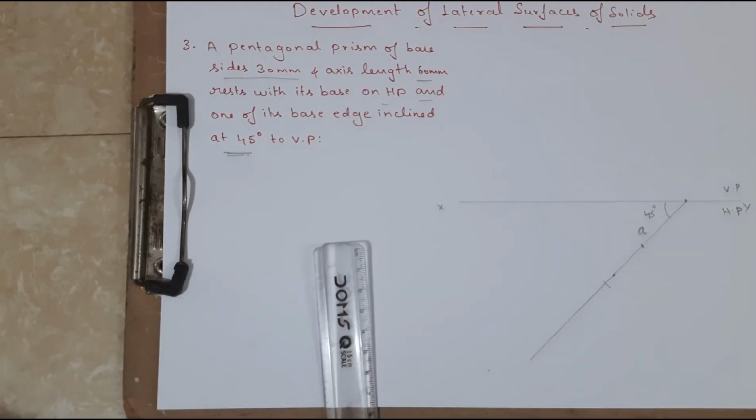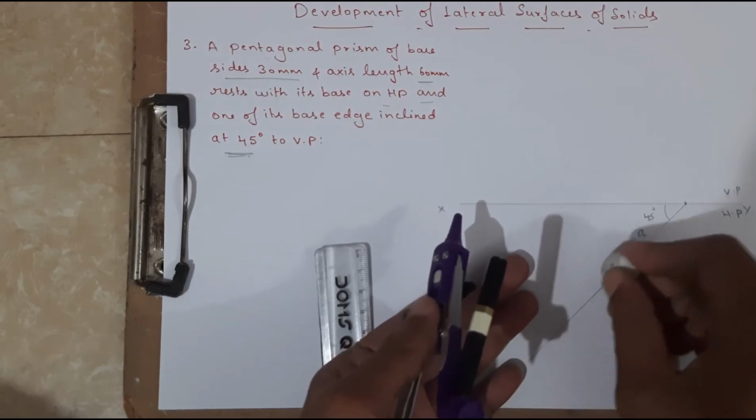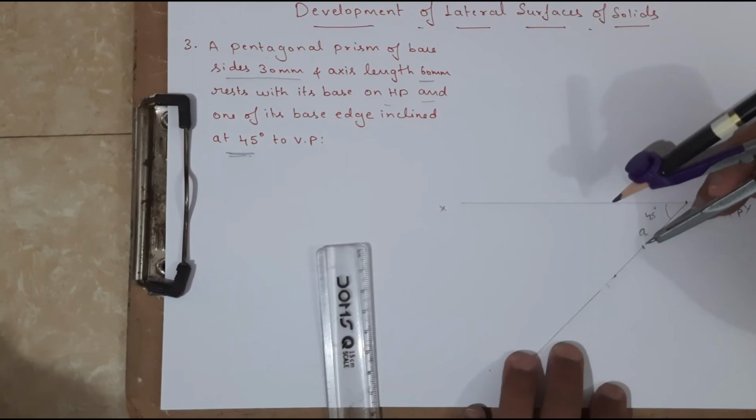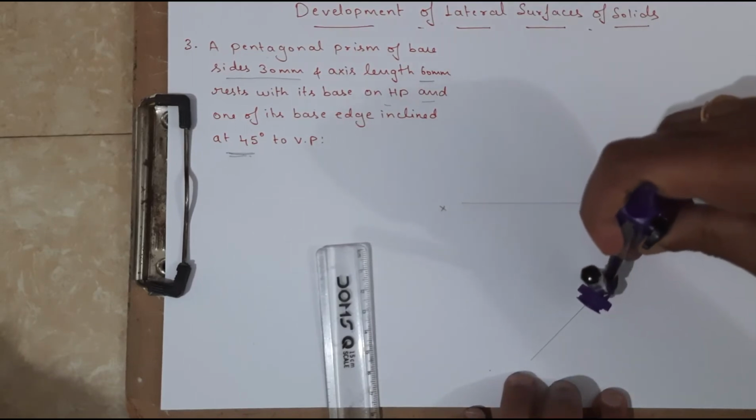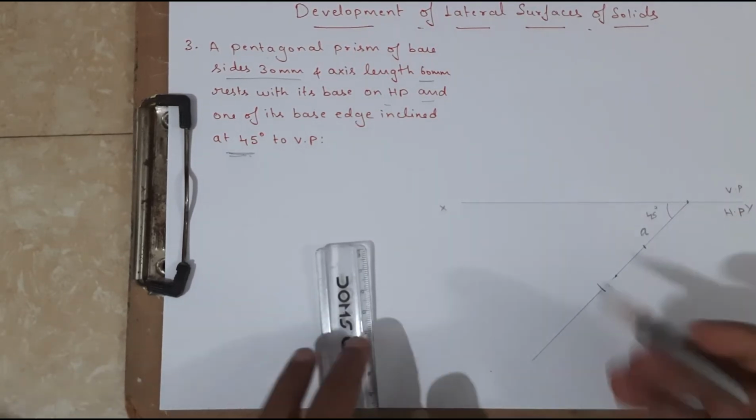Wait a second. Not this one. So I am going to draw an arc of how much? 30. So what is this? This is B.